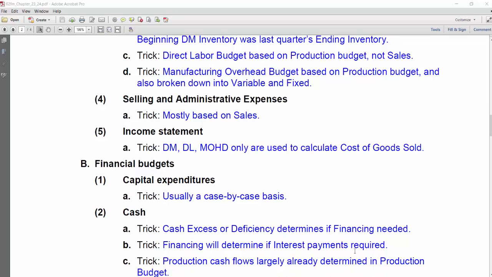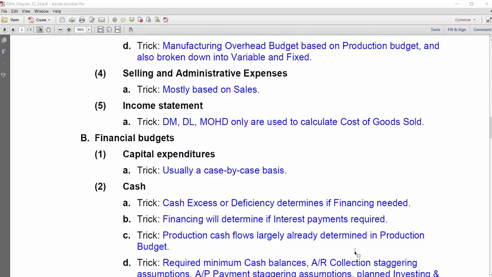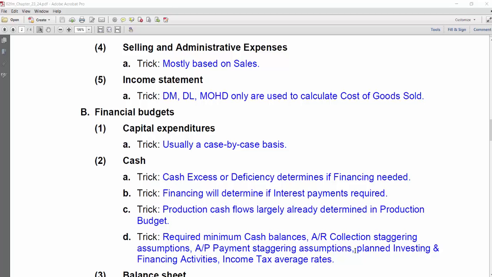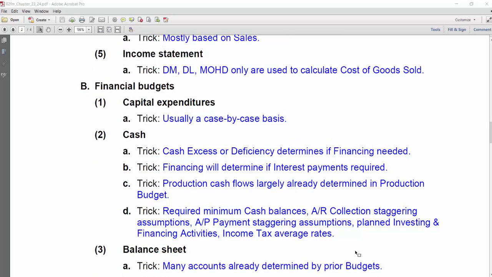Now your production cash flows are going to be largely already determined in the production budget. You'll require some other kinds of cash flows. So there'll be minimum cash balances you have to maintain, so if you fall below that, you'll have to borrow. Your accounts receivable collection will be staggered typically in the following 2 months. So you may say we'll collect 30% during the month of sale, and then the following 2 months we'll collect 30%, 35% each month. Accounts payable, same kind of staggering assumption. And your investing and financing activities may require cash. And then you'd use typically income tax average rates. The balance sheet, many of the accounts will already have been determined by your prior budgets, but you could do, for example, some unusual things that aren't included in capital expenditures, AP, AR, cash, or inventory.